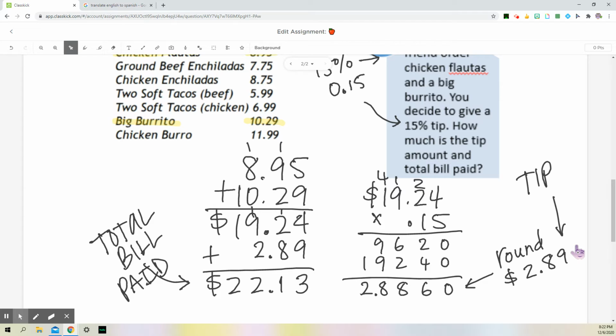Hopefully you're starting to see a trend here with tips and taxes. You convert that percentage to a decimal, multiply it by the original amount, and then add it to the original amount, and that will give you your total bill paid. And always, always leave those big tips because those waiters and waitresses deserve it.